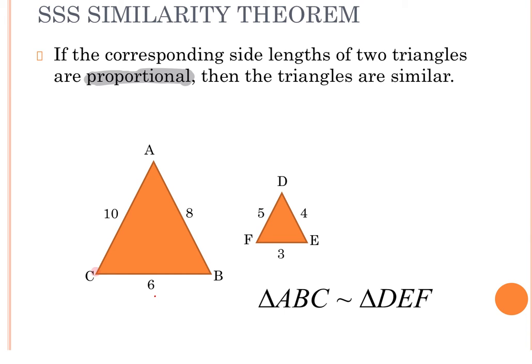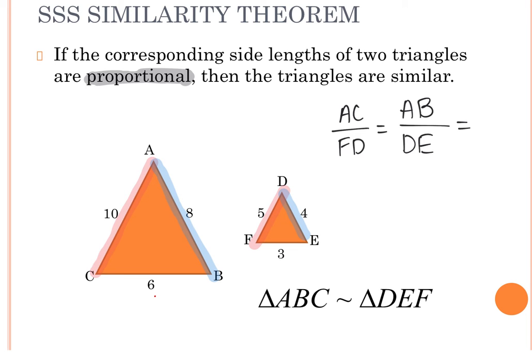So let's take AC, for example. AC, we're going to match up with FD, or DF, right? So this is going to be AC over FD should be equal to, let's pick two other sides. AB, what's AB going to match up with? DE. So this should be AB over DE, which should also be equal to, our last one we'll do CB over FE.